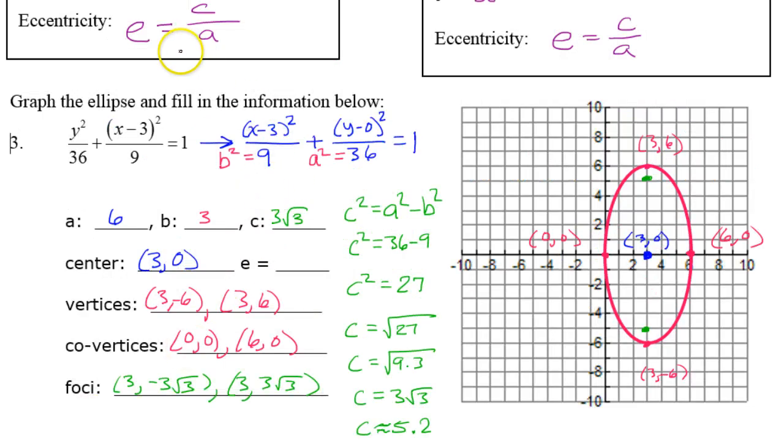I almost forgot about the eccentricity. We know the eccentricity is c over a. In this case, that would be 3 radical 3 over 6. But this reduces, right? 3 over 6, that's 1/2. So this whole thing should reduce down to radical 3 over 2.